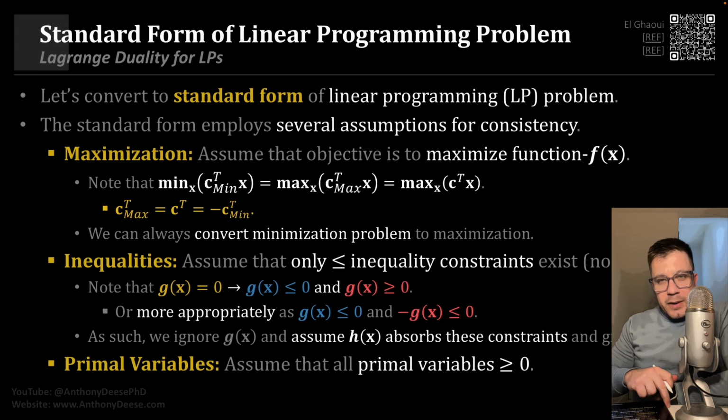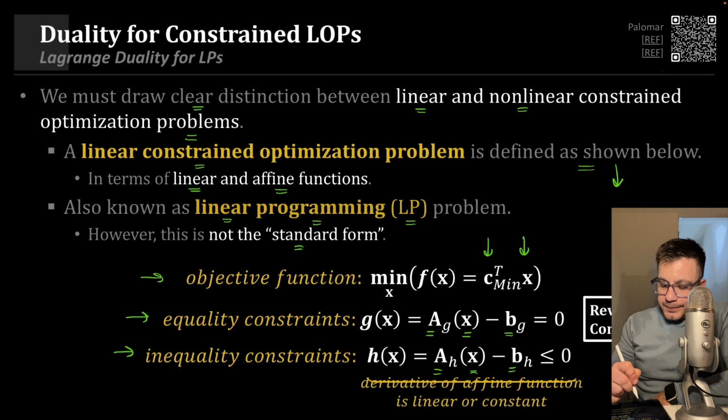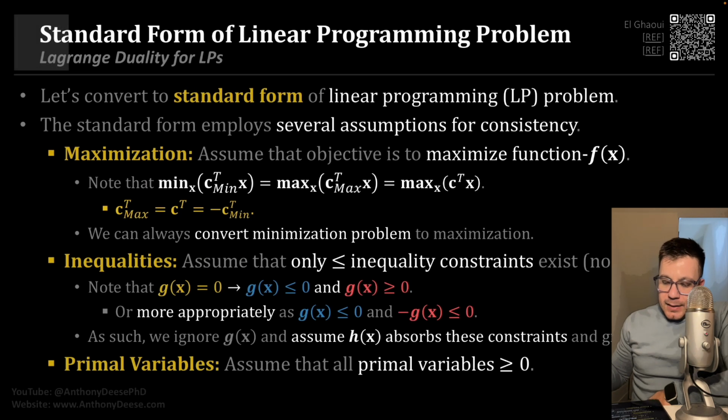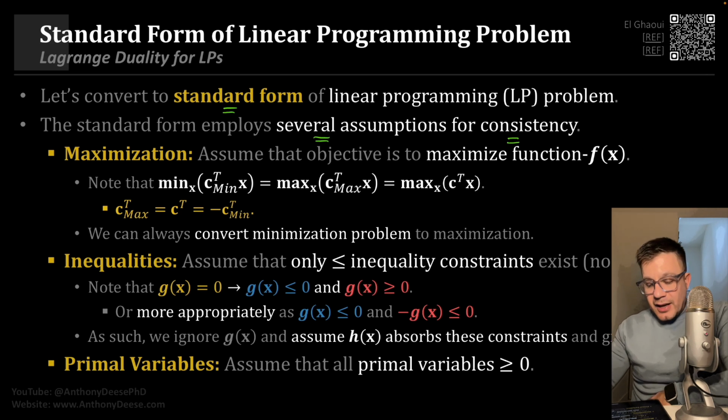All right, so now that we understand the form of these equations, let's try to convert what we had back here into the quote-unquote standard form. So we're going to convert this linear programming problem to the standard form. The standard form employs several assumptions for consistency. Again, I'm not making these up. These are commonly accepted assumptions about the form of these problems, hence the name standard form.